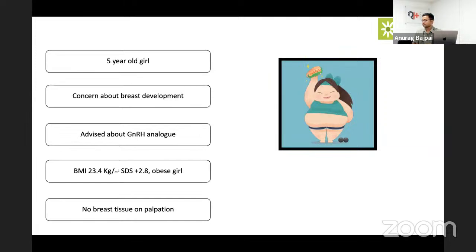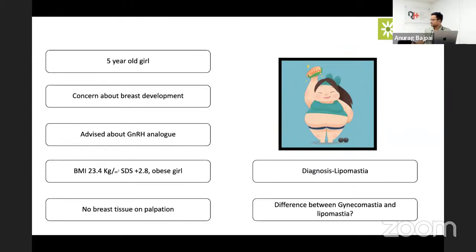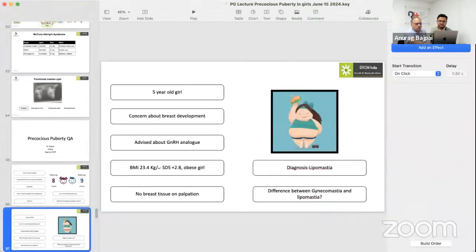Now obesity can cause precocious puberty because of peripheral conversion and because of the trigger of bone age, but whether treatment is required or not. So this is the case, any answers? We encourage all of you to put in the chat box with the option.